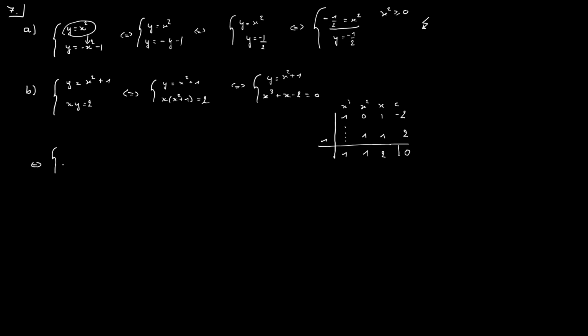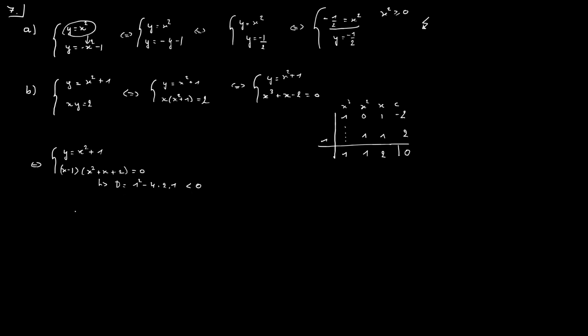We can say, okay, y is equal to x squared plus 1. And here we find x minus 1 times x squared plus x plus 2. And all of that needs to be equal to 0. So this is going to give us 0 when x is 1. And then for this, let's see what our discriminant says. Our discriminant is going to be 1 squared minus 4 times 2 times 1, meaning that it's going to be smaller than 0. So it has no solution in the real plane.